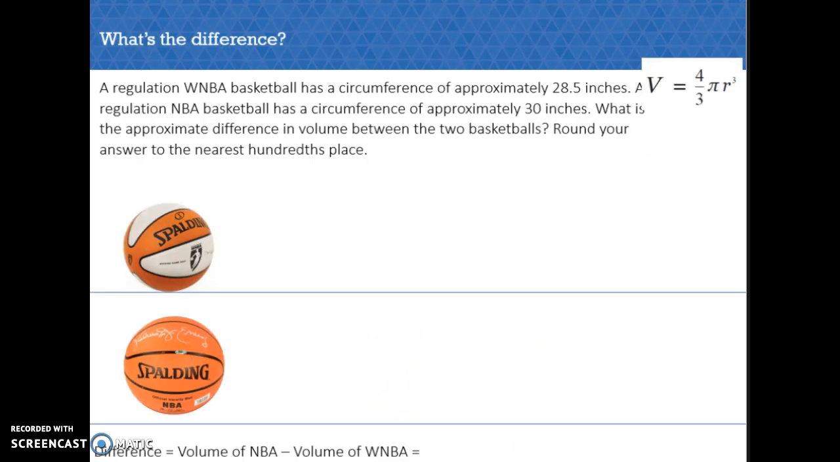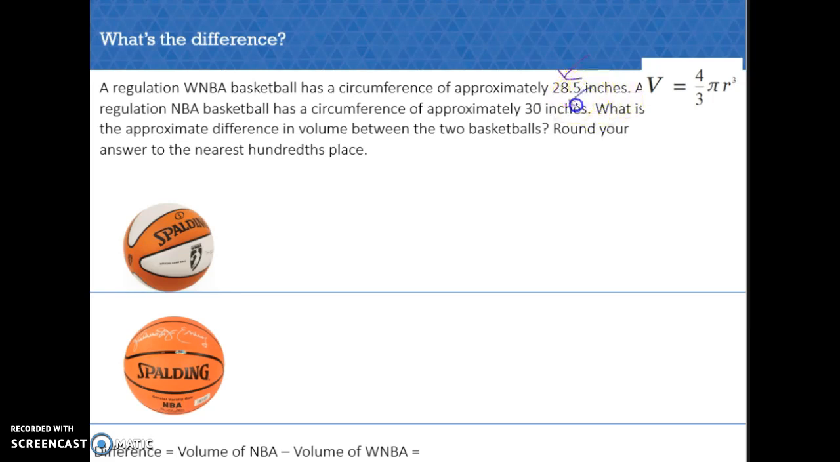Here's a question comparing a WNBA basketball with a regulation NBA basketball. A WNBA basketball has a circumference of about 28.5 inches. An NBA basketball has a circumference of approximately 30 inches. And it says, what is the approximate difference in volumes between the two basketballs? Round your answer to the nearest hundredth place.